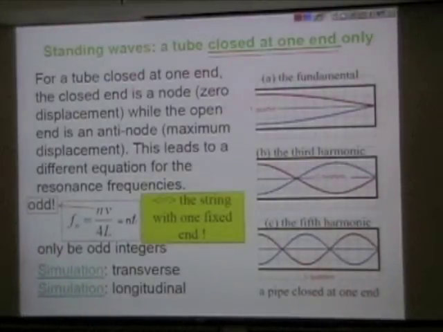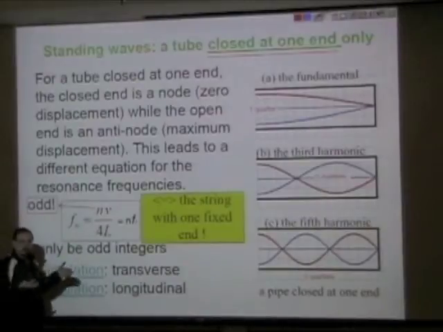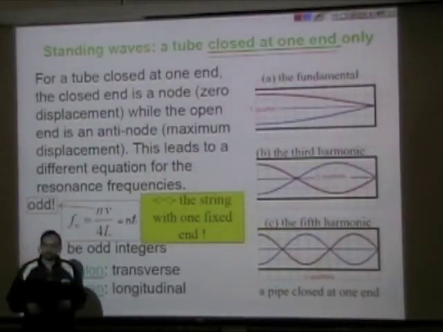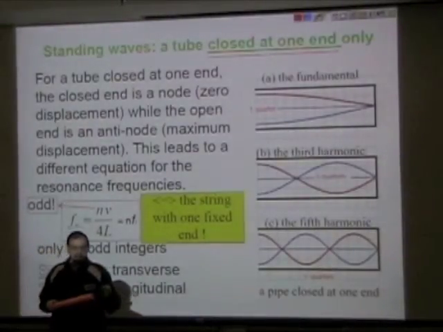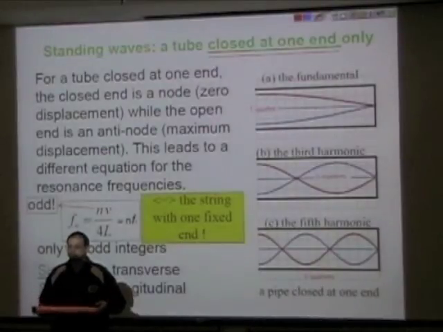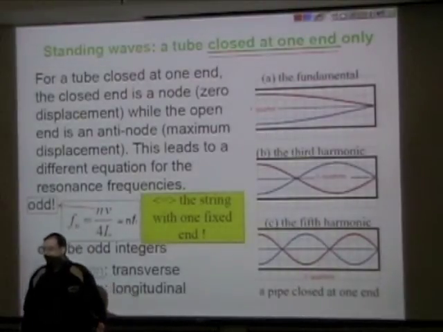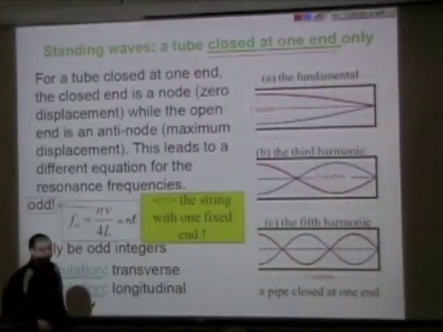1, 3. Where is 2? It's impossible to generate the second harmonic in a pipe like that. So we have to count only quarters, and we have to use only odd numbers. 1, 3 quarters, 5 quarters, 7 quarters. So this expression describes all possible frequencies we can generate in a pipe which has one end open, one end closed. Again, all we have to do is just draw a picture.